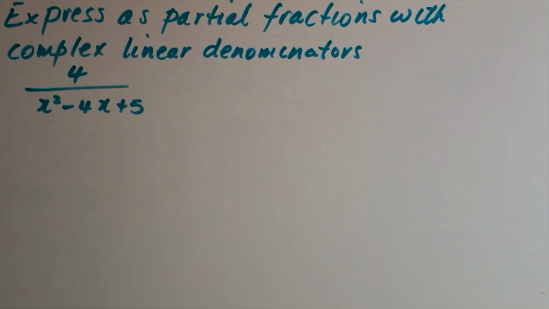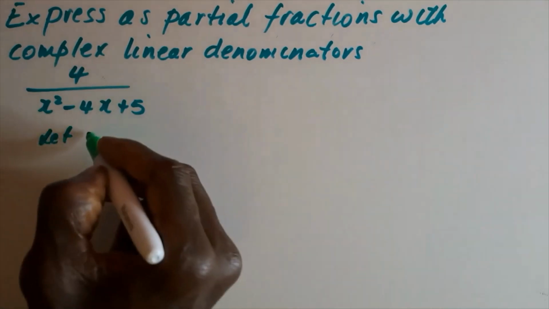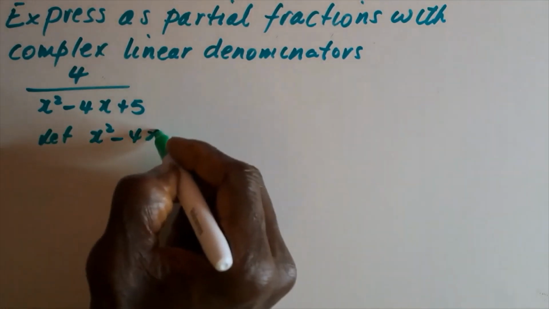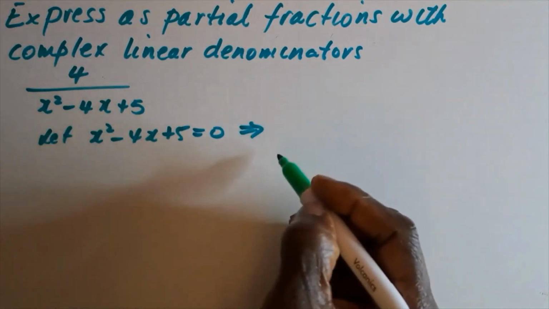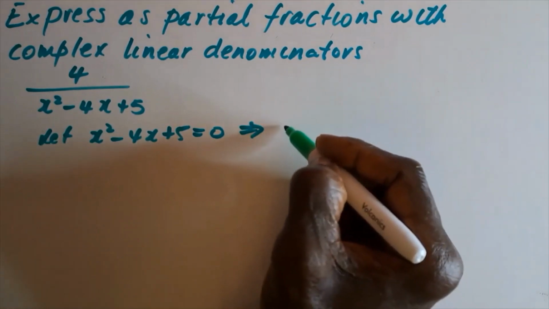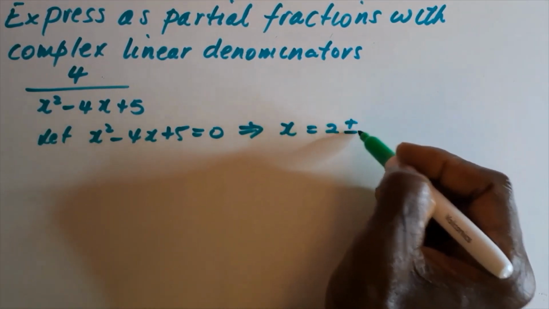Hello. Express as partial fractions with complex linear denominators. So we've switched here now to complex numbers, but we can actually do all that we can do with real numbers. So first of all, let this denominator x squared minus 4x + 5 equal to 0. That implies that the solutions to this, I've used the formula, I'm not going to go through that again, is x is equal to 2 plus or minus i.